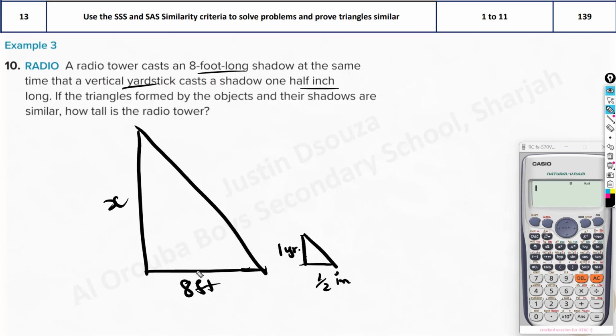So now what you need to do is, if the triangles formed by the objects and the shadows are similar, they are similar, these both triangles are similar, how tall is the radio tower? Now we need to find this x, the height of the radio tower. First step would be converting everything into 1 unit. You can convert everything to yards, but inches is much better because inches is smallest.